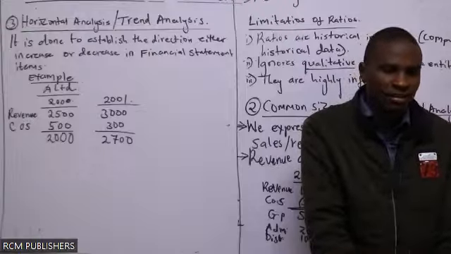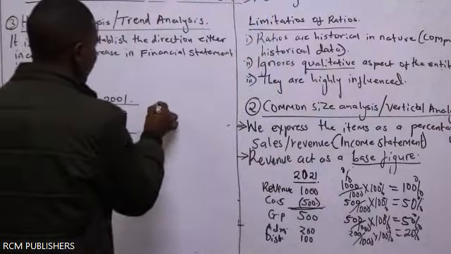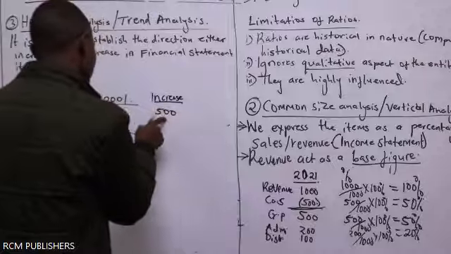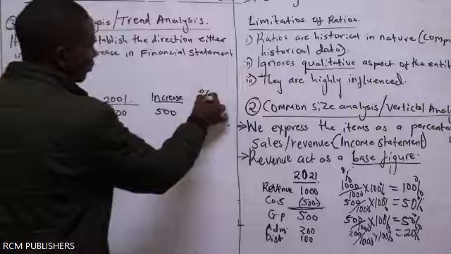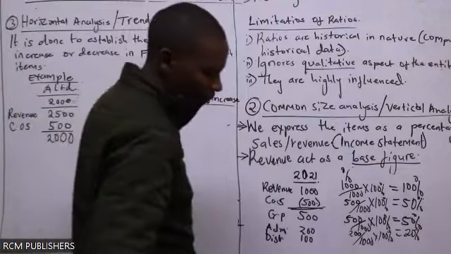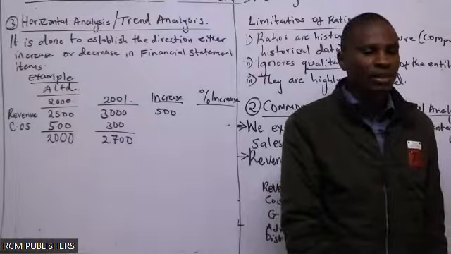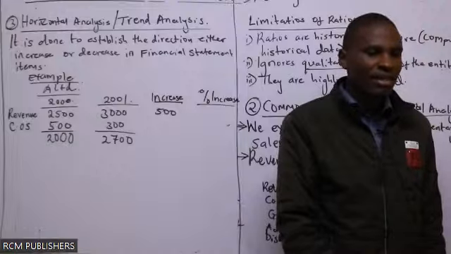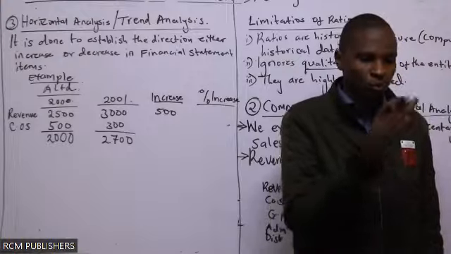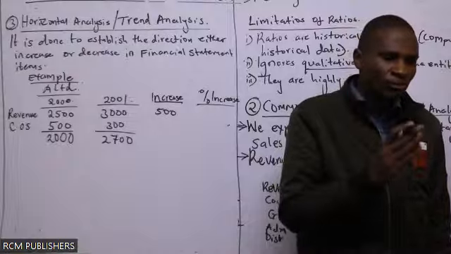What is the increased value? It is 3,000 minus 2,500. So there was an increase of 500. What is the percentage increase? Can you compute for me? Percentage increase is computed using the previous year as the base year. So 2000 will be the base year. So percentage increase will be 500 divided by 2,500 times 100.